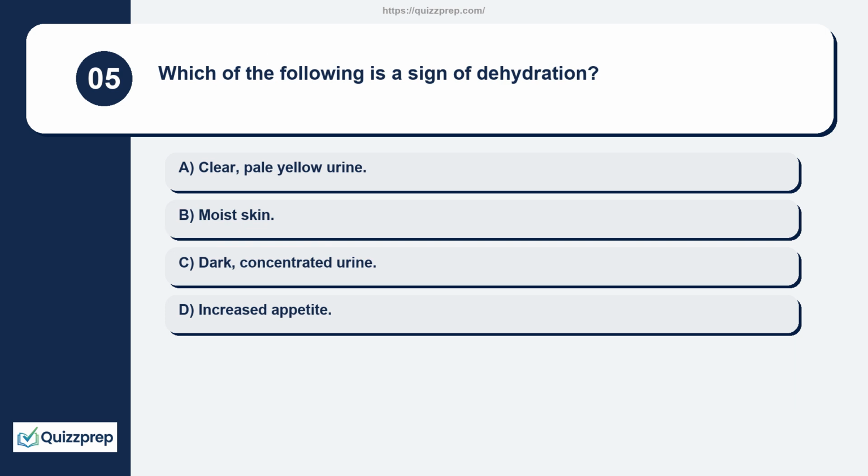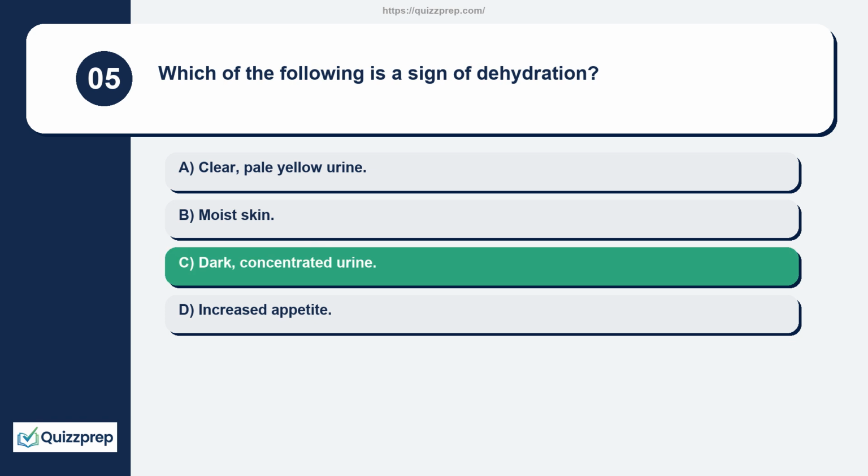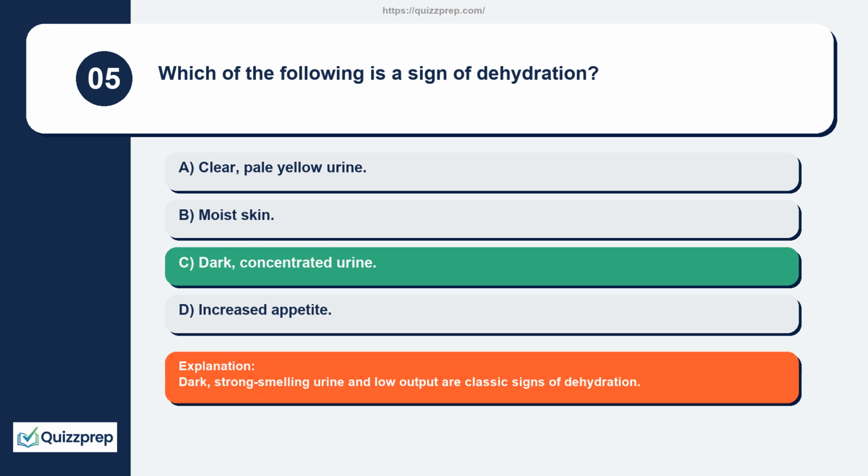Question 5. Which of the following is a sign of dehydration? Clear, pale yellow urine, moist skin, dark, concentrated urine, increased appetite. Dark, strong-smelling urine and low output are classic signs of dehydration.